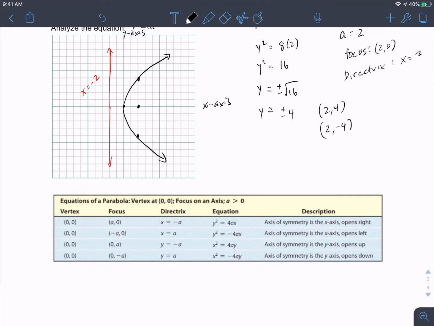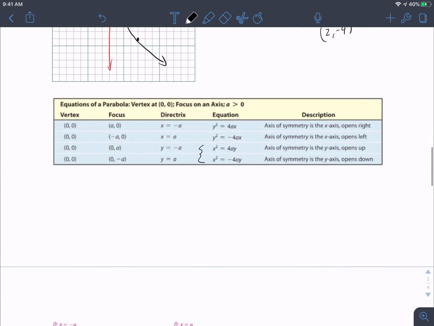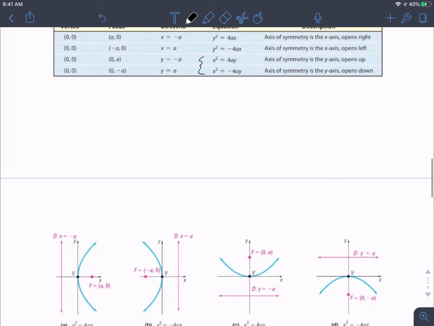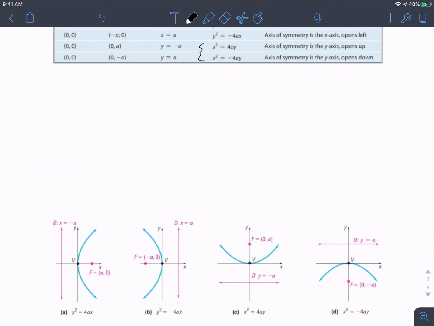But notice these last two here. When x squared equals 4ay or negative 4ay, it's going to either open up or down. And so this is just a table for you to look at and reference, so you are able to look at these graphs. And then here's a little bit further addressing what that looks like. These are the graphs that you end up resulting with.